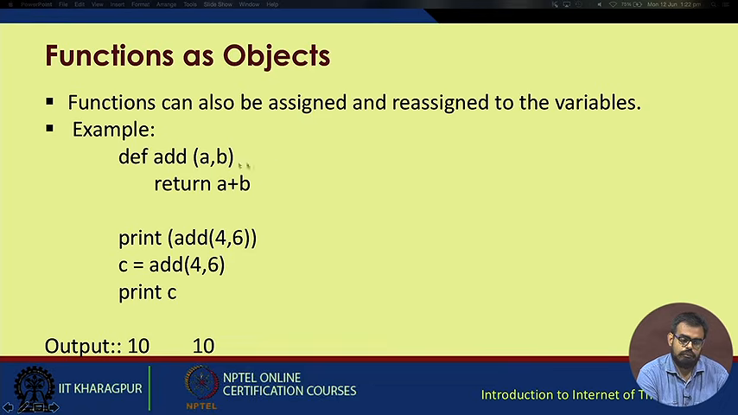Now functions as objects. So whenever you're using these functions, these can be assigned and reassigned to various variables. For example, you write a function for addition, you can directly do the operation at the return statement itself. Now you print add 46, and again you assign add 46 to C and then print C. So for both the output will be 10, right?